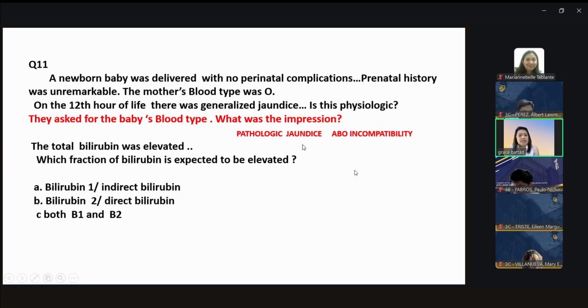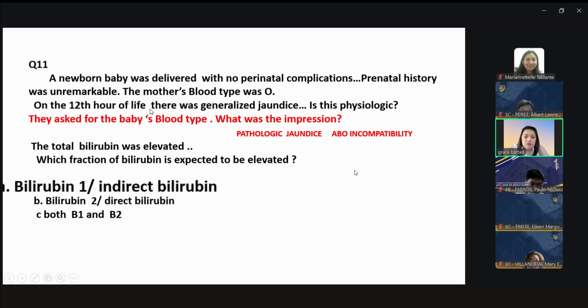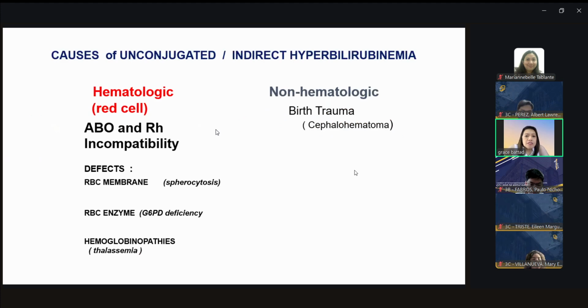In this case, what bilirubin fraction would be expected to be elevated? Is it B1 indirect, B2 direct, or both? In this case, it may be indirect hyperbilirubinemia. What are the causes of indirect hyperbilirubinemia? Most of the time, because we have a red cell problem, you will have hemolysis, okay? So the most common is ABO Rh, but you can also have spherocytosis, G6PD deficiency, or hemoglobinopathies.